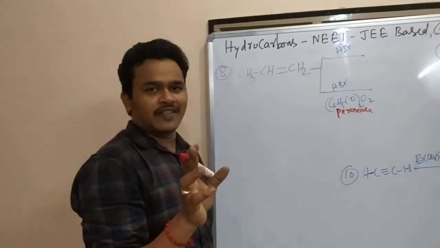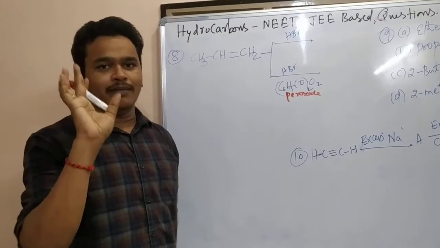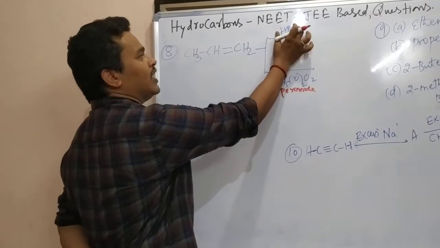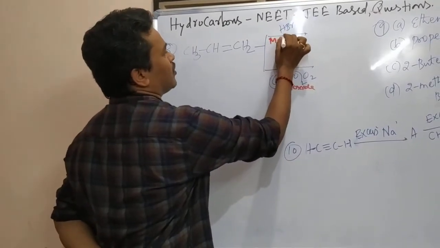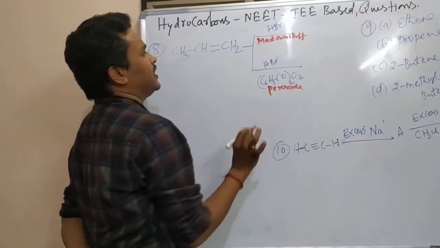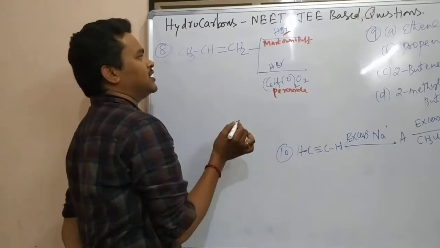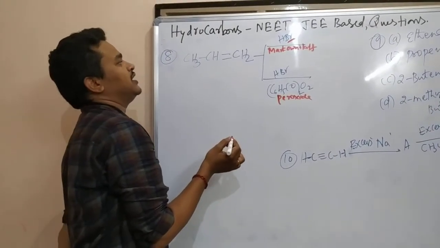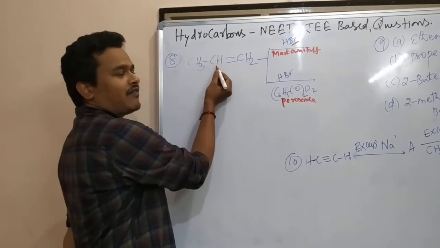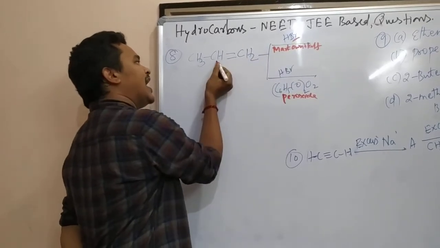So here two rules are there, we know very well. One is Markovnikov's rule, the other one is anti-Markovnikov's rule. Markovnikov's rule means directly only HBr will be there. Here no more confusion. The negative part of the reagent attaches to the carbon having less number of hydrogens. Here one hydrogen, here two hydrogens. So that Br is going to attach to this one.